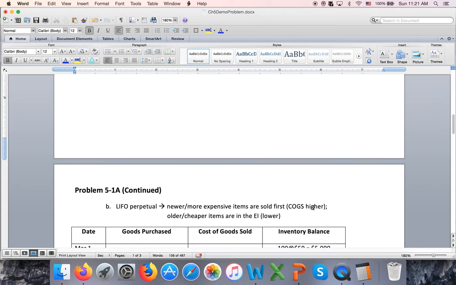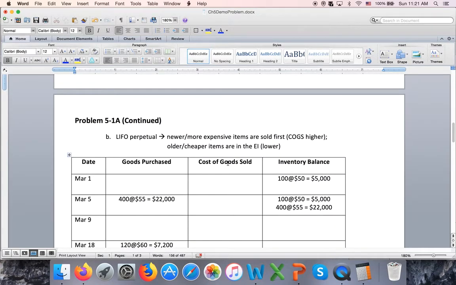Okay, LIFO is the next method, and here we switch. We sell newer items first, last in, first out. An example would be, if you fly on an airplane and you check in your luggage, and then you arrive at your destination and you're getting your luggage back, usually the luggage follows this pattern: last in, whatever they put last into the airplane comes first out.